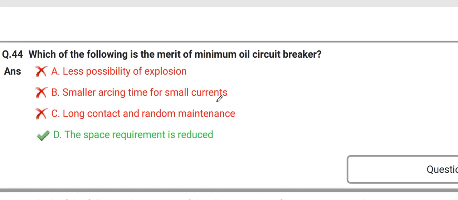Which of the following is the merit of a minimum oil circuit breaker? Okay, so in a minimum oil circuit breaker, they are asking about the merit. If we compare the minimum oil circuit breaker with the bulk oil circuit breaker, then we can say that the risk of fire in the minimum oil circuit breaker is low, and less space is required. It means the space requirement is reduced in the minimum oil circuit breaker as compared to the bulk oil circuit breaker.